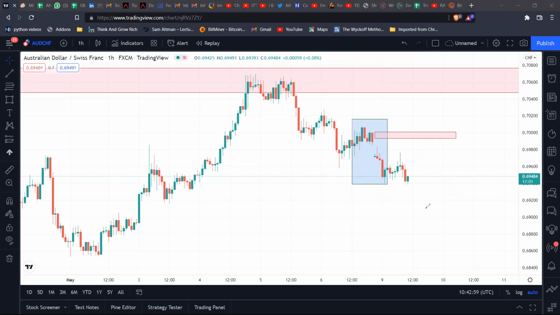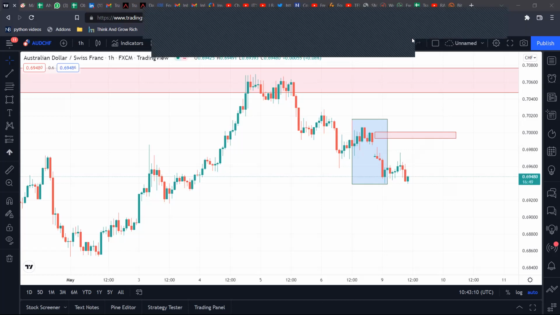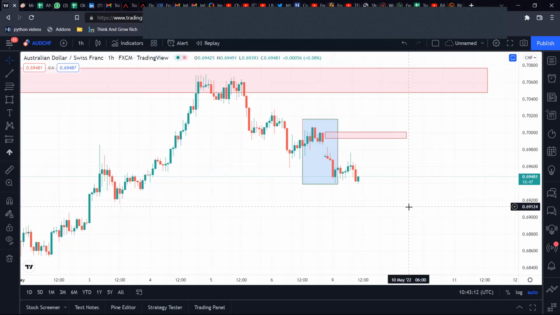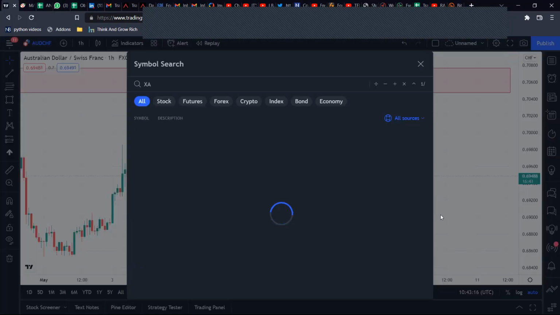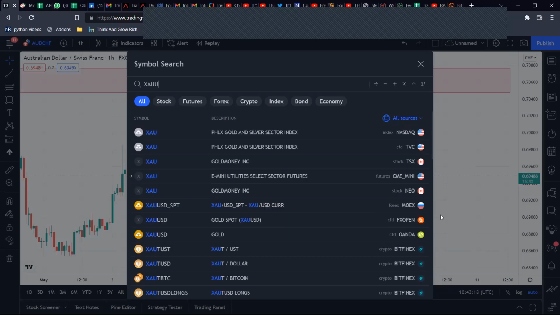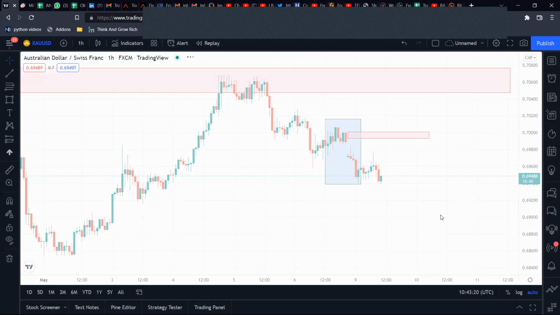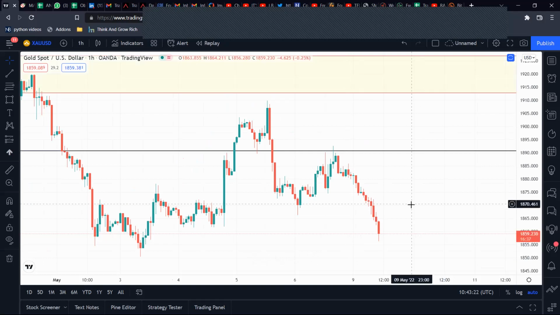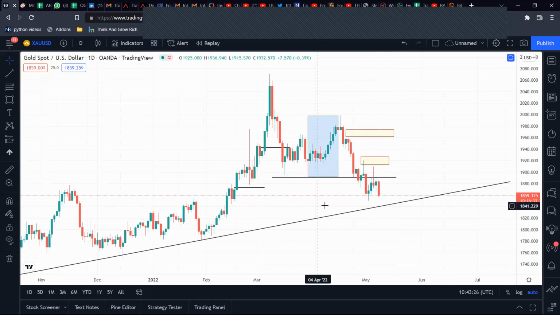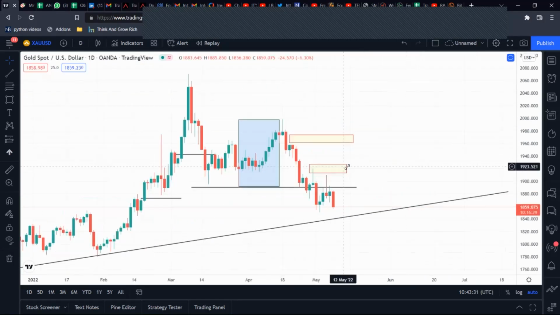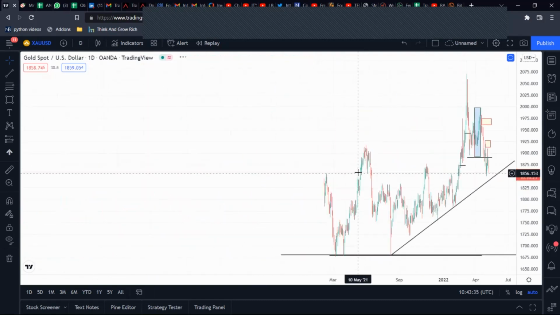I think there's also another instrument I wanted to discuss. Was it the AUD card? No, I think I got the AUD card. Let's look at gold. Okay, so the charts. Okay, so gold was, anyway, let's see, zoom out a little bit.